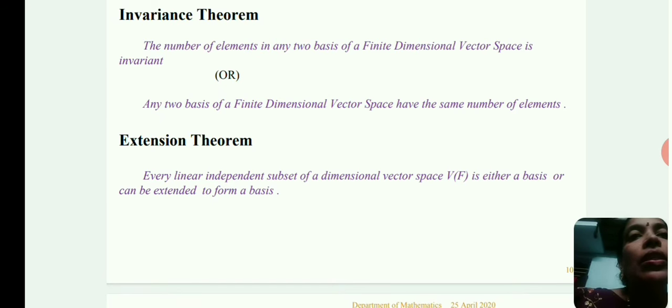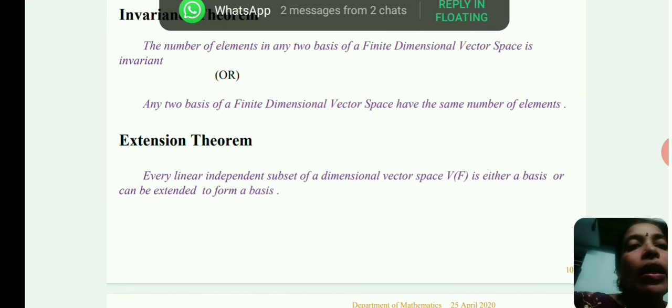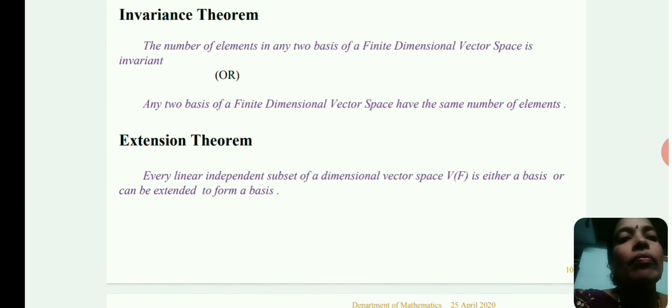Extension theorem. The statement of the extension theorem is: every linearly independent subset of a finite dimensional vector space V(F) is either a basis or it can be extended to form a basis. This is the extension theorem.